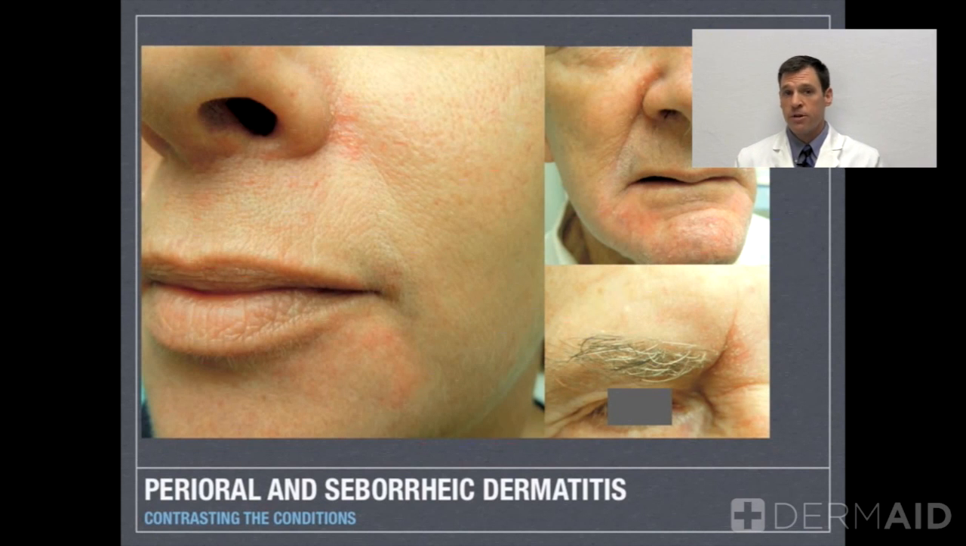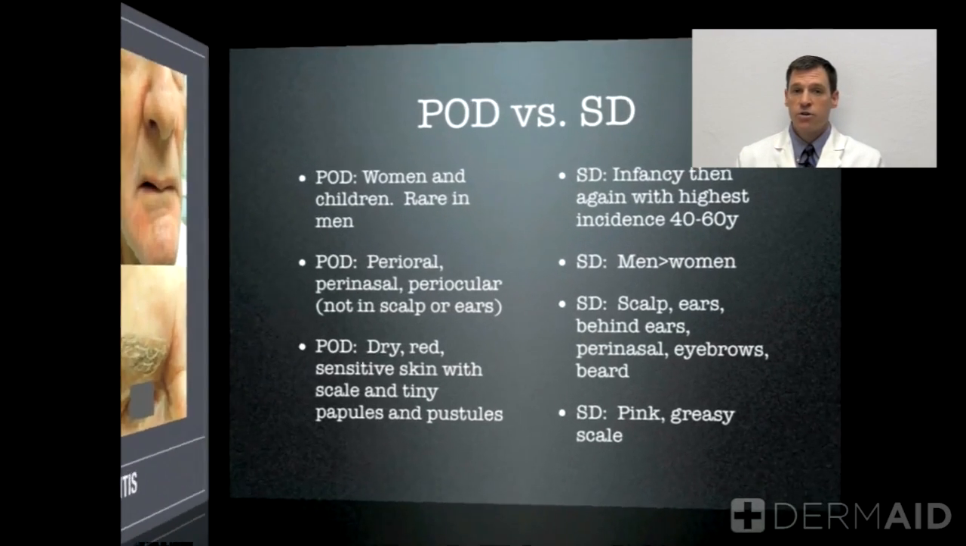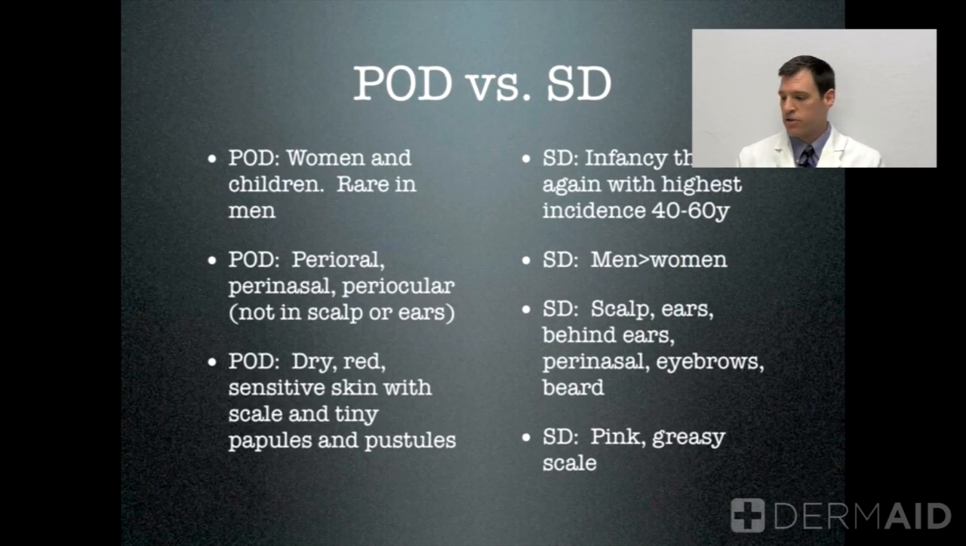Seborrheic dermatitis is more easily thought of as a dandruff-like condition that occurs in the eyebrows, the ears, behind the ears, or in the beard distribution. Whereas perioral dermatitis is a rashy type of acne that occurs around the nose and mouth in women and children. And again, here we have these two conditions contrasted in written form.